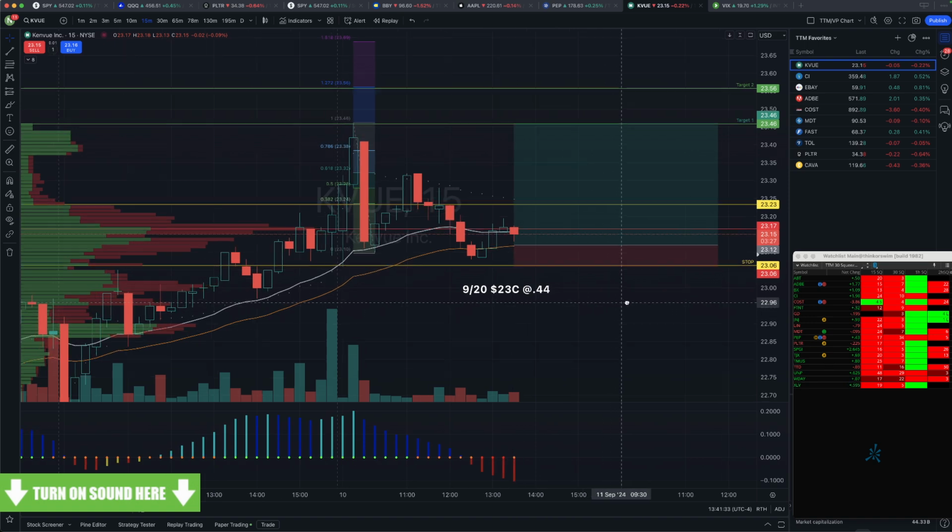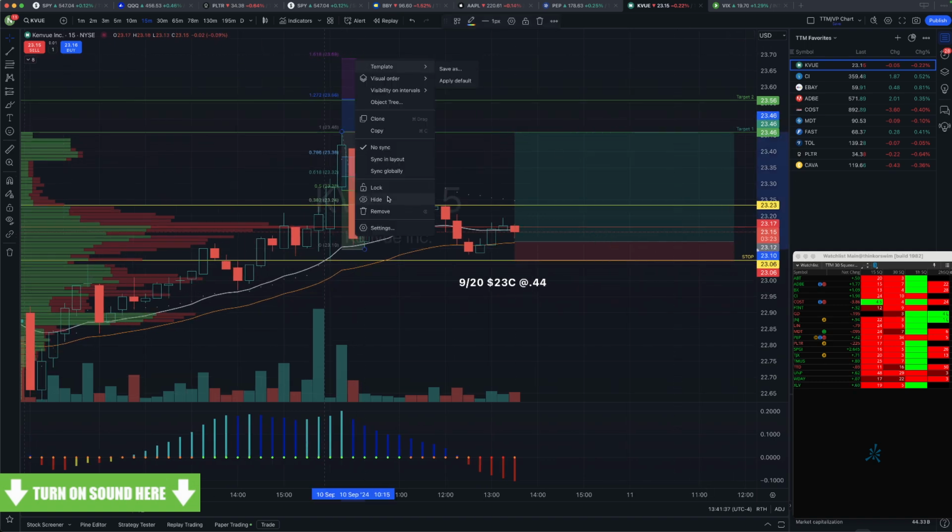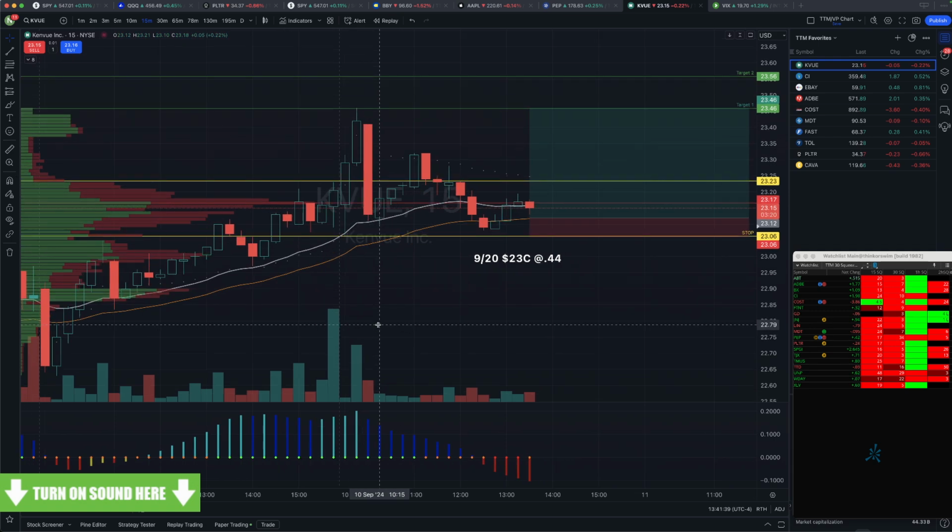So here, this is my plan, right? And as long as I can follow my plan sitting here on my chart, right? I'm not trading on hope, and I'm not trading on greed. I have a plan in place and I'm waiting for my level.